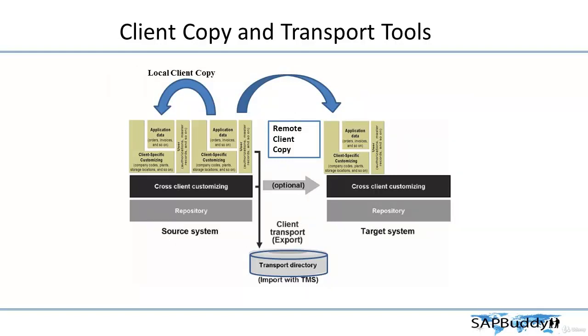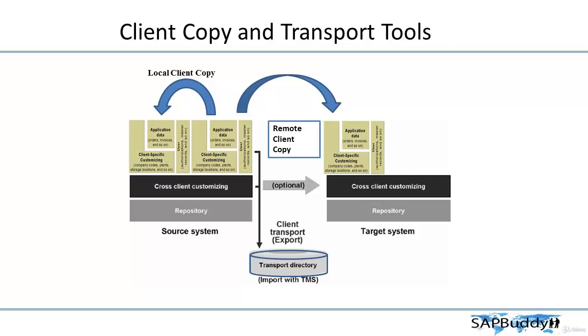Next, we will see what are all the methods of client copies which are available in SAP. The first one is called local client copy. Then we have remote client copy. The third one is client transport. So we have three different methods of doing client copy. First, let's see what is local client copy. We will see in detail how each of these methods works.